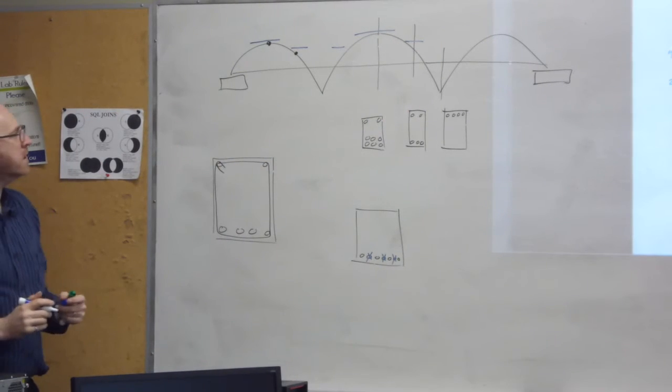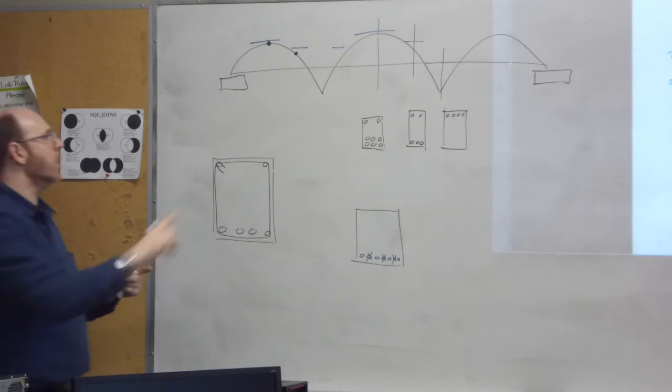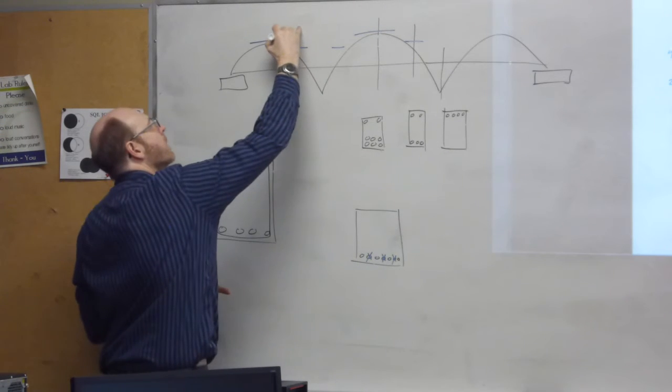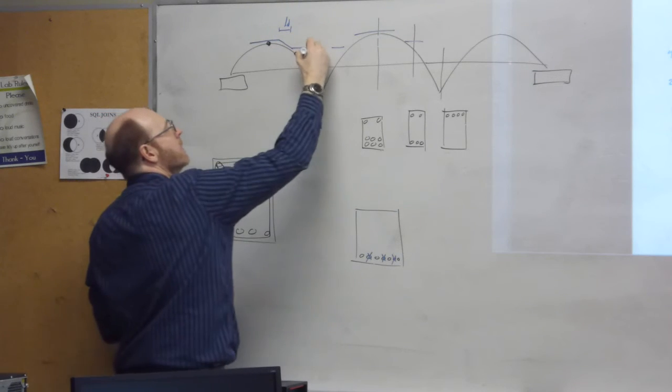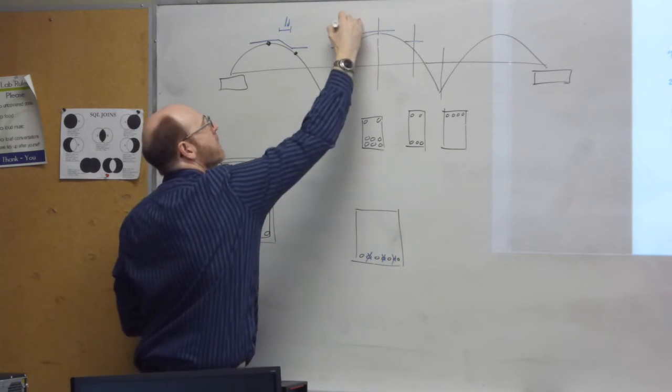And the transition from the lower moment resistance up to the higher one occurs over a development length. So this would be a development length and so on.